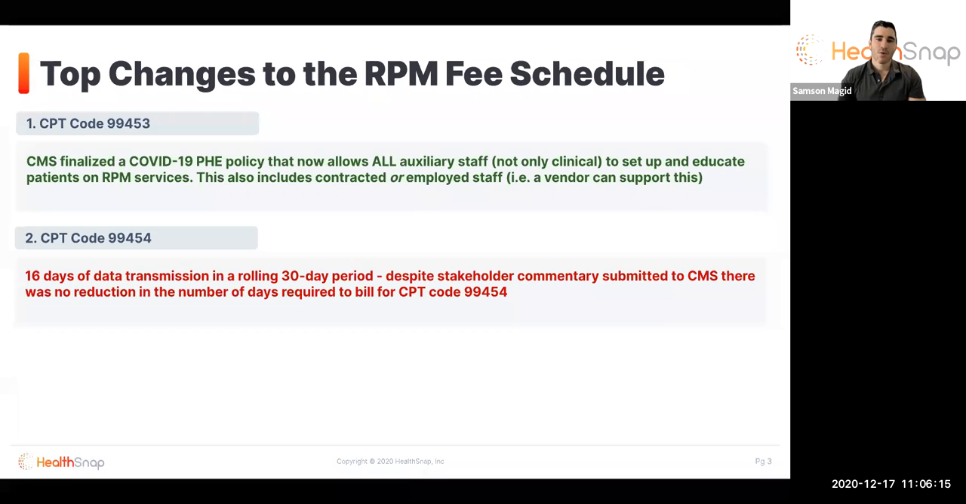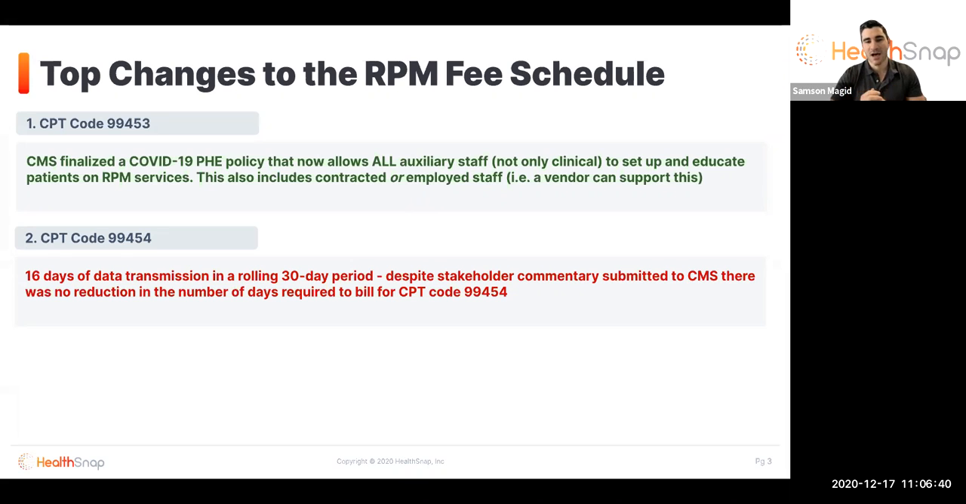So right now today, if a patient is ordered for multiple devices, let's say for heart failure, and they're monitoring their weight, blood pressure, and pulse ox, O2 sat at home, that patient would only be able to be ordered and billed for 99454 one time. So even if there's multiple peripherals being transmitted, you can only bill for the 54 code one time per patient.